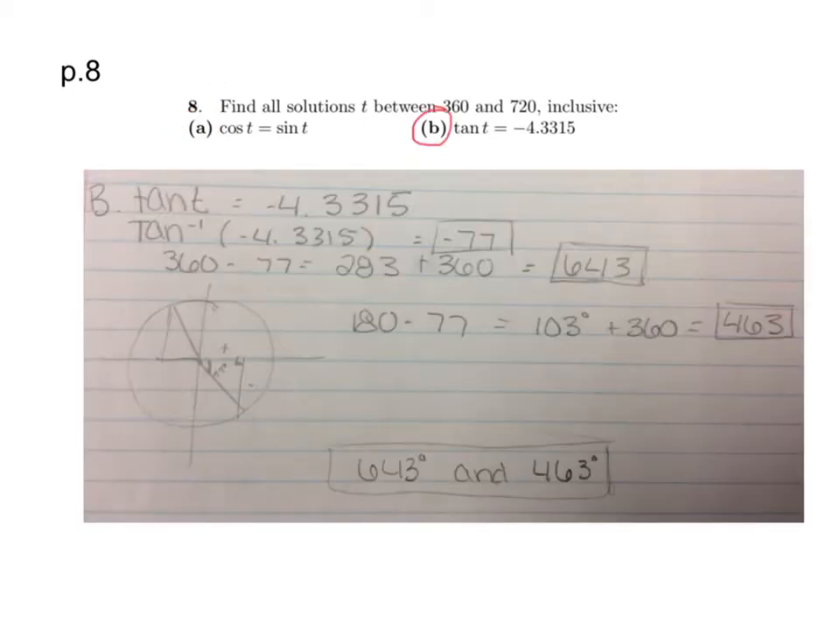With tan t equals negative 4.3315, you do tan inverse to get negative 77 degrees. And then to get the unit circle degree for that, you get 360 subtract 77 to get 283. And then you have to add 360 to get it in the right range, which equals 643. And then you do the same for the other one, except for the triangle over here. It's not. And then you get 463. Any questions on that one?